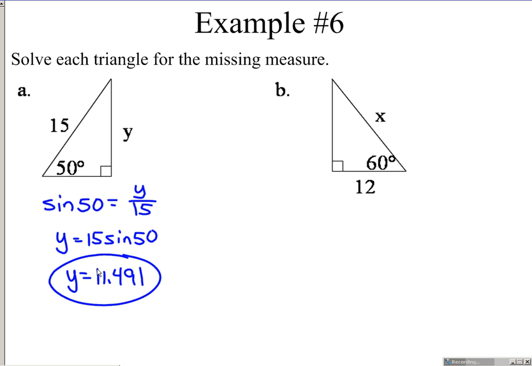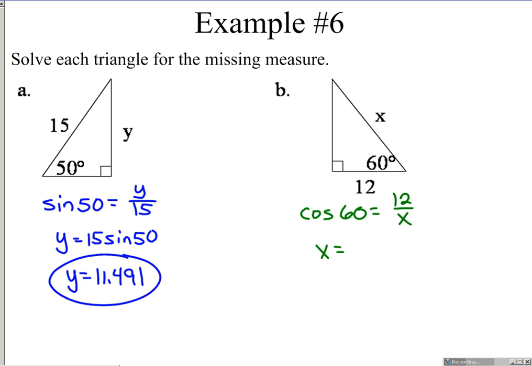Letter B, we know a 60-degree angle. We're looking for side x. We know the side adjacent, and we're looking for the hypotenuse. Those two are related by cosine. Cosine of 60 equals adjacent over hypotenuse.